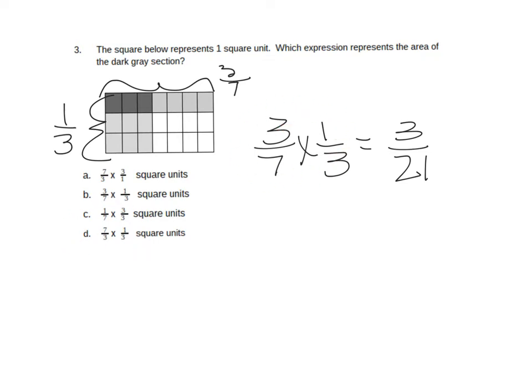So let's look through. Is this 3/7 times 1/3? Nope, so it's not A. Is this 3/7 times 1/3? Yes. Is this 3/7 times 1/3? No. And is this 3/7 times 1/3? No. So the answer is B.